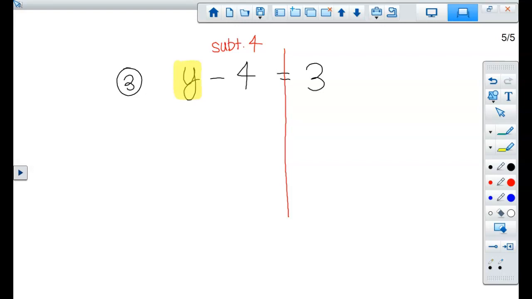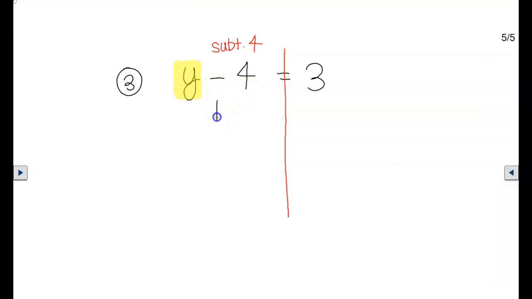So if I see subtracting, what will undo that? The answer is addition. So to get rid of subtracting 4, I want to do the opposite operation and add 4. So to undo subtract 4, I'm going to add 4. And then if I do it to one side of my problem, I have to do it to the other.